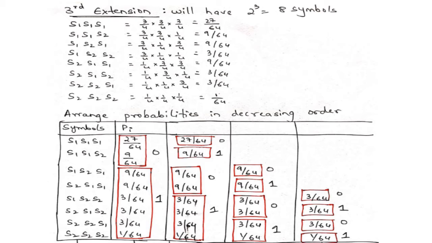So the same thing has to be done for a third order extension source. In first order, source S has 2 symbols, S1, S2.